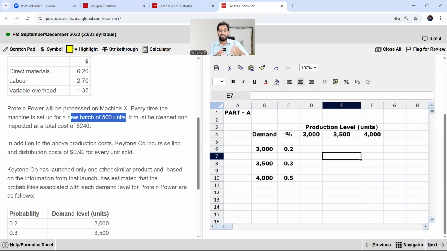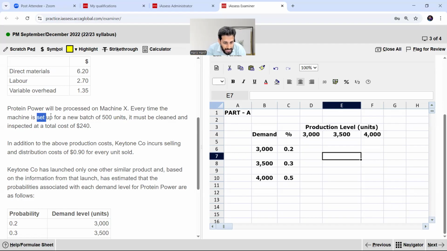So there is a big stove. It needs to be switched on sufficient time before it's being processed. So that's called the setup. So the setup requires the cost. So one batch is equal to 500 units. The machine is going to be set up.